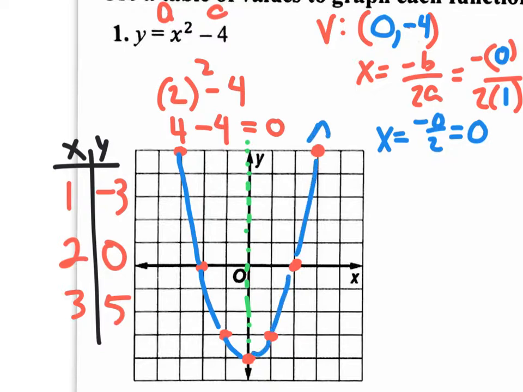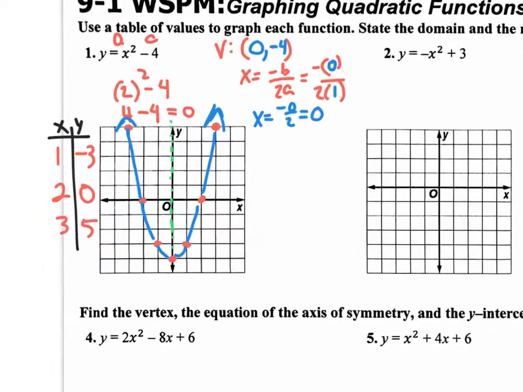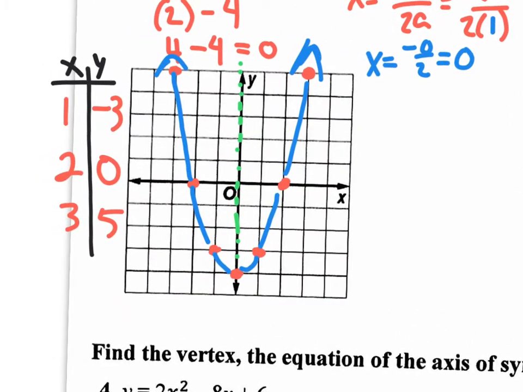Put some arrows on it because it does go up forever. And that's our perfect parabola. Let's talk about a couple other things, especially because the instructions here state the domain and the range. Keep in mind that the domain values are always your x values. And when we say x values, we're talking about the x-axis that runs left to right.